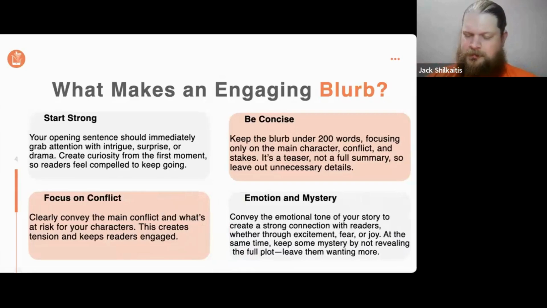Emotion and mystery. So the emotional tone of your story is another thing that you can convey here to get them connected, right? Excitement, fear, joy. What's the primary emotion that you want to have them feel? But at the same time, we don't want to reveal everything. We're not here to reveal the full plot. We want to give them a taste of it and leave them wanting more, right? If they know everything that there is to know about the book, if we tell them everything, why do they need to read the book, right? We have to leave some mystery when they get to the end of that blurb that's going to keep them going.